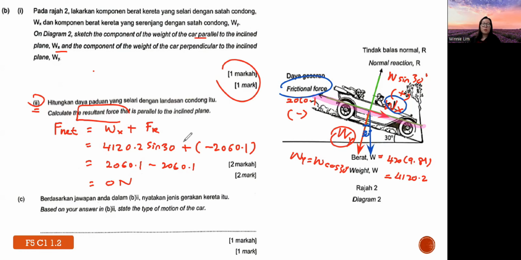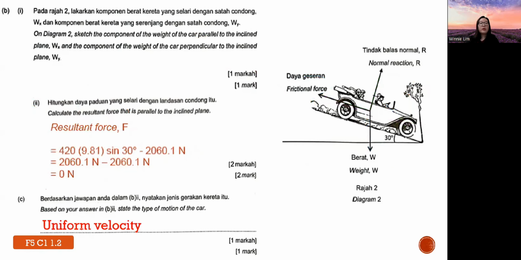Okay, so if the resultant force is zero, does it mean the object is not moving? No, the object is moving, but they are moving at constant velocity. So for your understanding, if we want the resultant force to be 0, there are two conditions. Either the object is at rest, or they move with constant velocity or uniform velocity. Okay, so this is under the Form 5 topic on resolution of force.